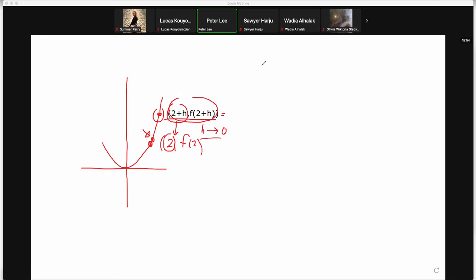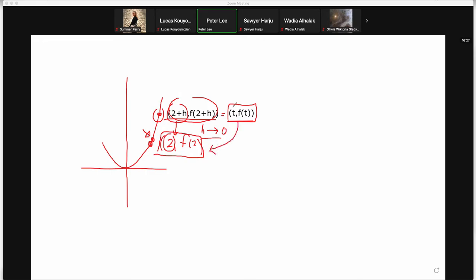Let me call this point T comma f of t. If you now call it this way, if you let the moving point be T comma f of t, then how do we let this point T comma f of t approach this point 2 comma f of 2? How do you do that? How do you let this point approach this?